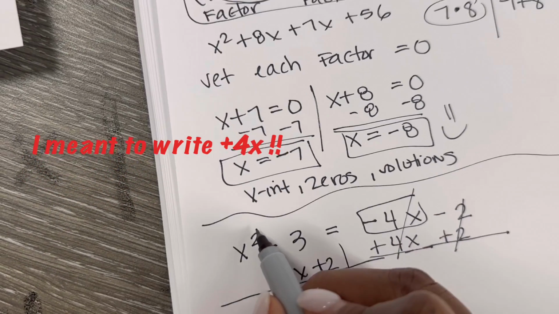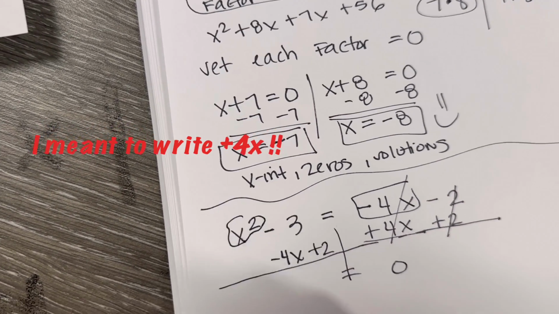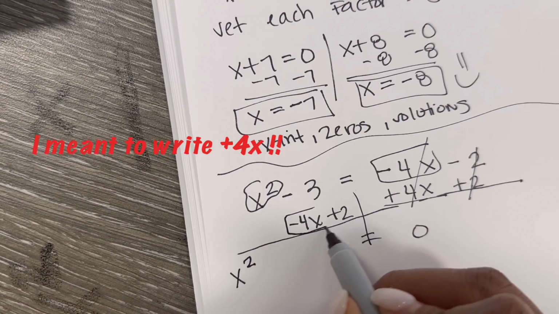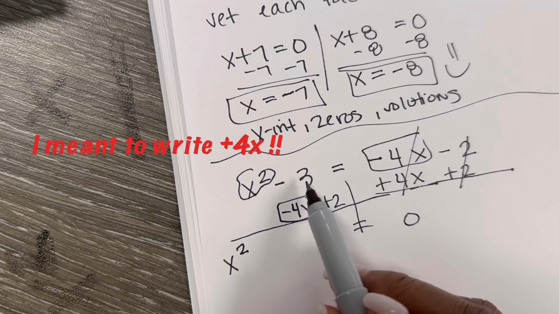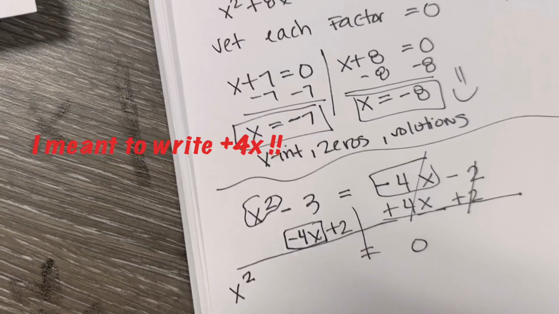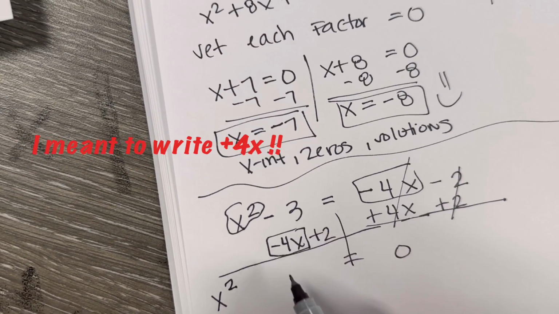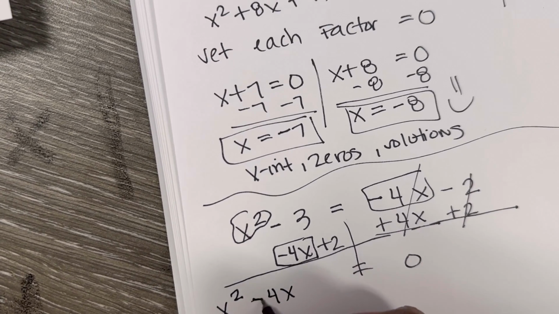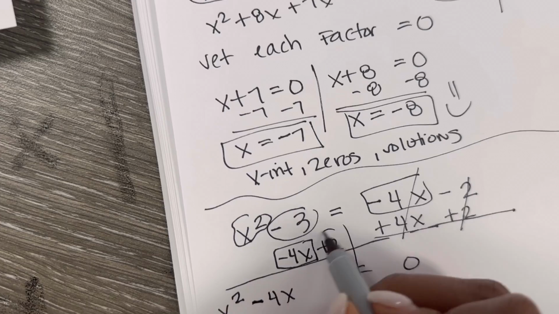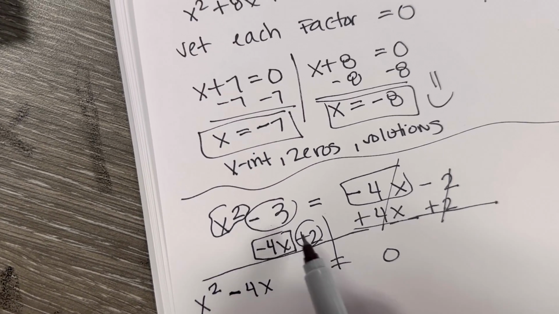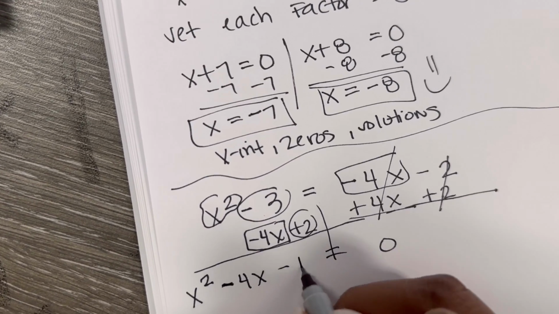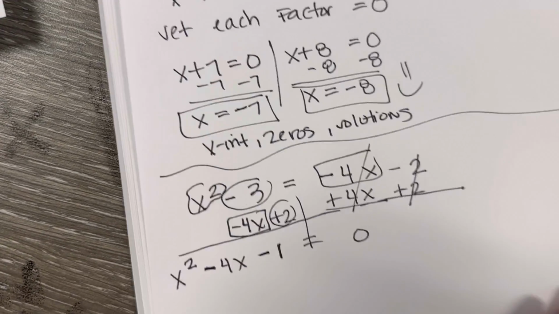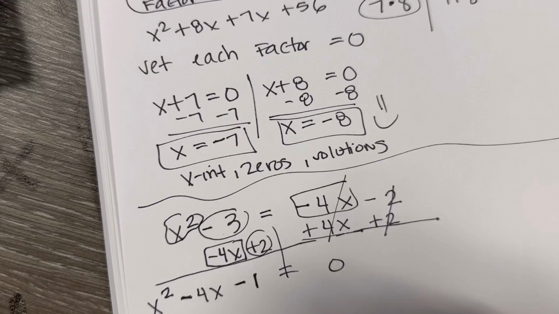So here is x squared. Make sure you're coding your terms so I can see it. There's negative 4x. This is not negative 4x. This is not an x term. This is a constant. The only x term is this negative 4x, so that just comes down by itself. And then circle your like terms, your constants. Negative 3 plus 2 is negative 1. Okay, so that's an example if you have a problem like that.